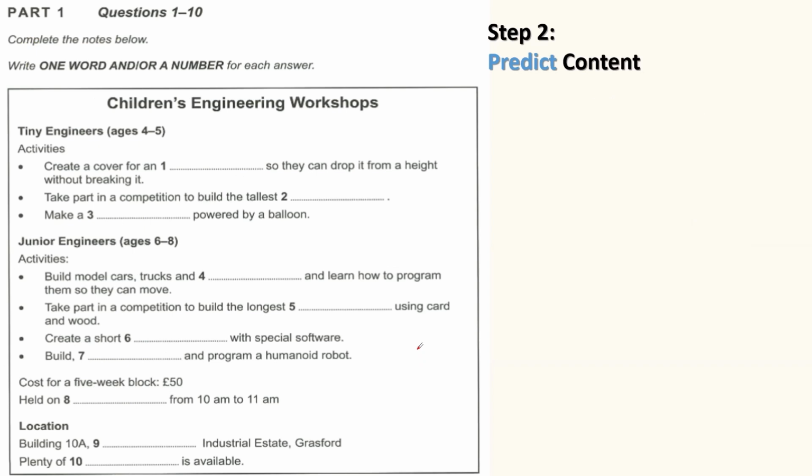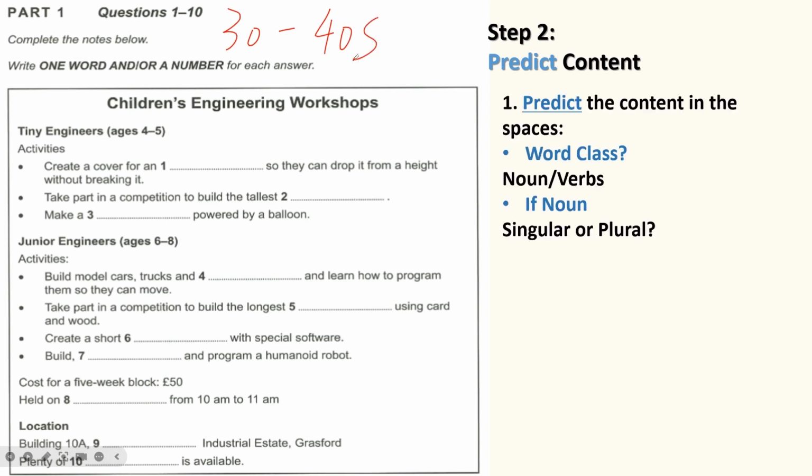Now, let's talk about the strategies and techniques for resolving this type of question. You will have 30 to 40 seconds to read the questions before the recording starts. Use this time to predict the word class, for example, noun or verb, and singular or plural form for each space. This will help you focus throughout the recording.